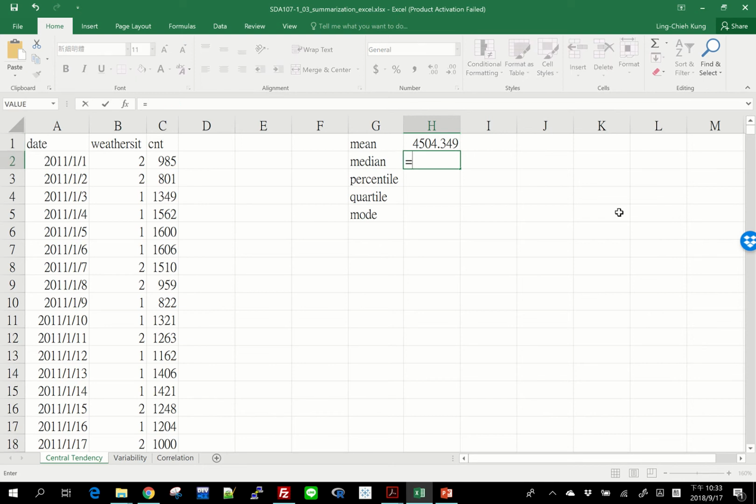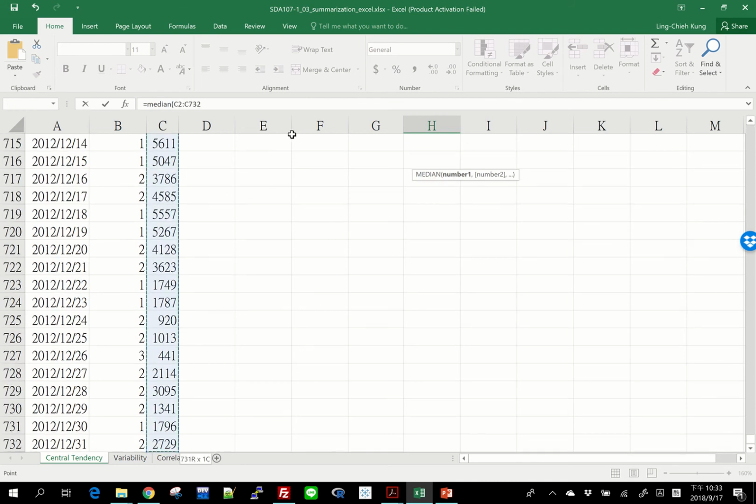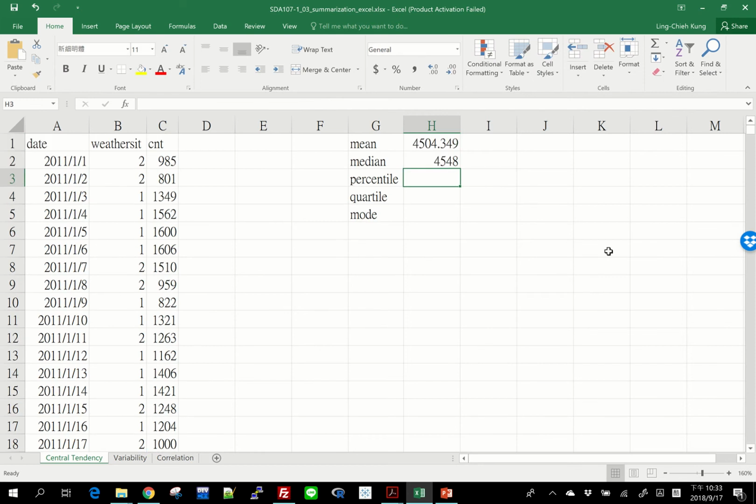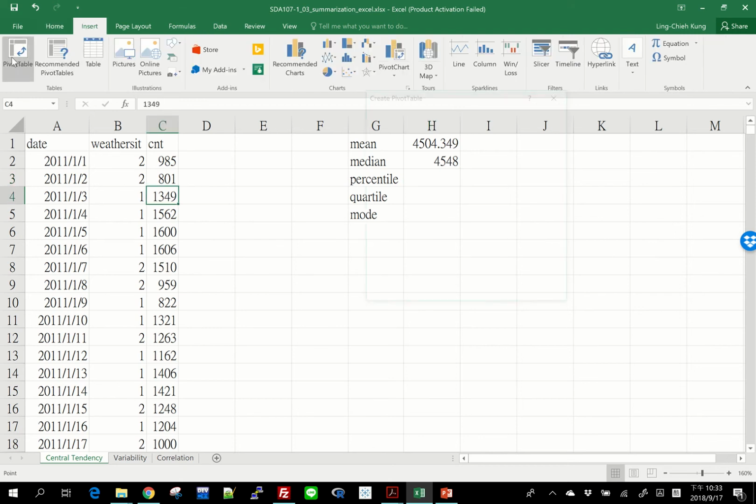Okay, and then for median, it's not very surprising that in Excel we have a function just called median. So if you do median, again, you just select all the values you want, and then Excel tells you what's the median value. So in this case, it's 4,548.